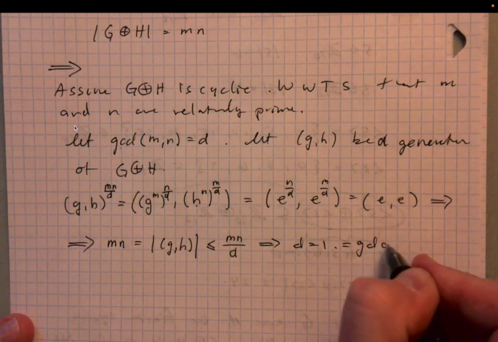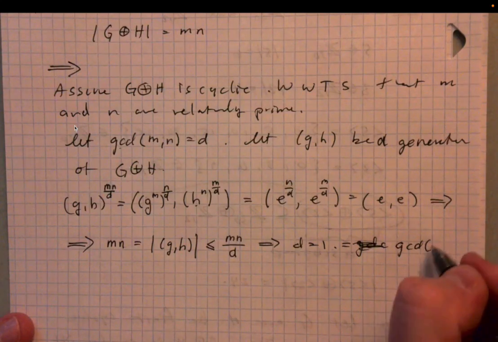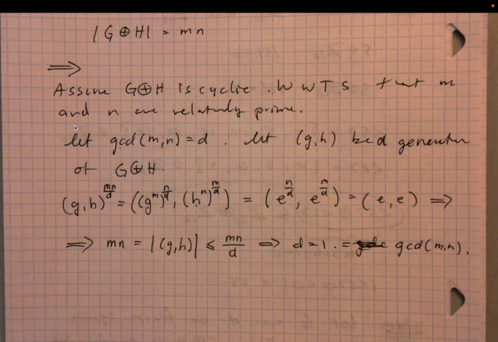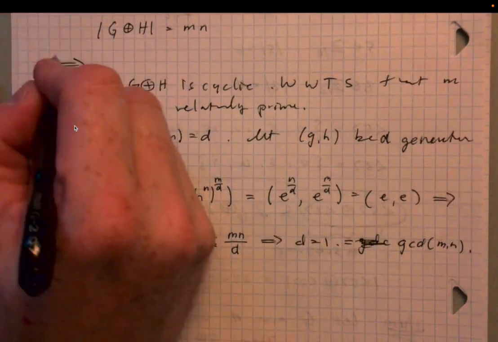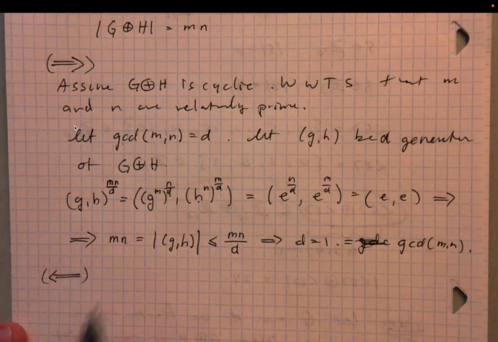And D is the GCD, remember, of M and N. And so that's how you get it. You can see, if I start with the assumption that G times H is cyclic, then that implies that the orders of the two groups must be relatively prime. Okay, that's what we wanted to show. So that was the one direction. Let's do the other direction now.